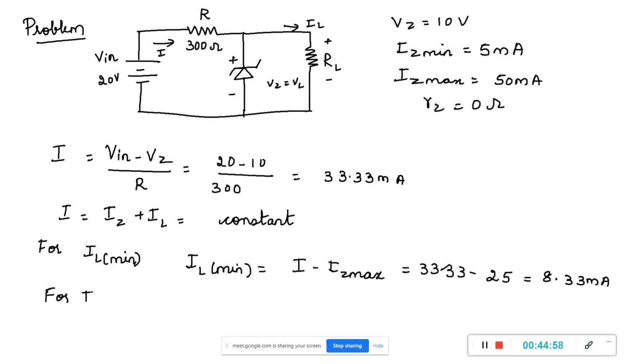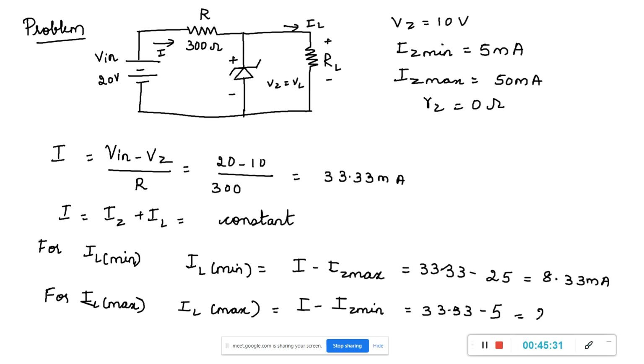For IL max, take down all of you, IL max is equal to I minus IZ minimum, 33.33. So IZ min is how much? 5 milliamps. It is given, isn't it? That is equal to 28.33 milliamps.